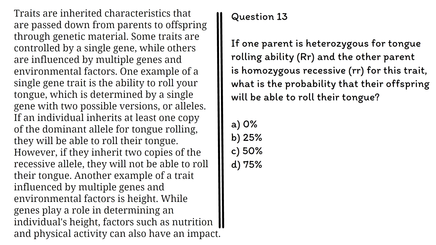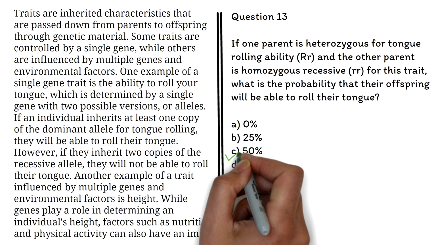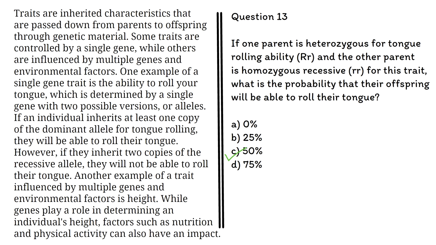Question 13. If one parent is heterozygous for tongue rolling ability and the other parent is homozygous recessive for this trait, what is the probability that their offspring will be able to roll their tongue? A. 0%. B. 25%. C. 50%. D. 75%. The correct answer is C, 50%. Since genetics is a very important topic on the GED Science, let's spend some time learning how we got the 50%.